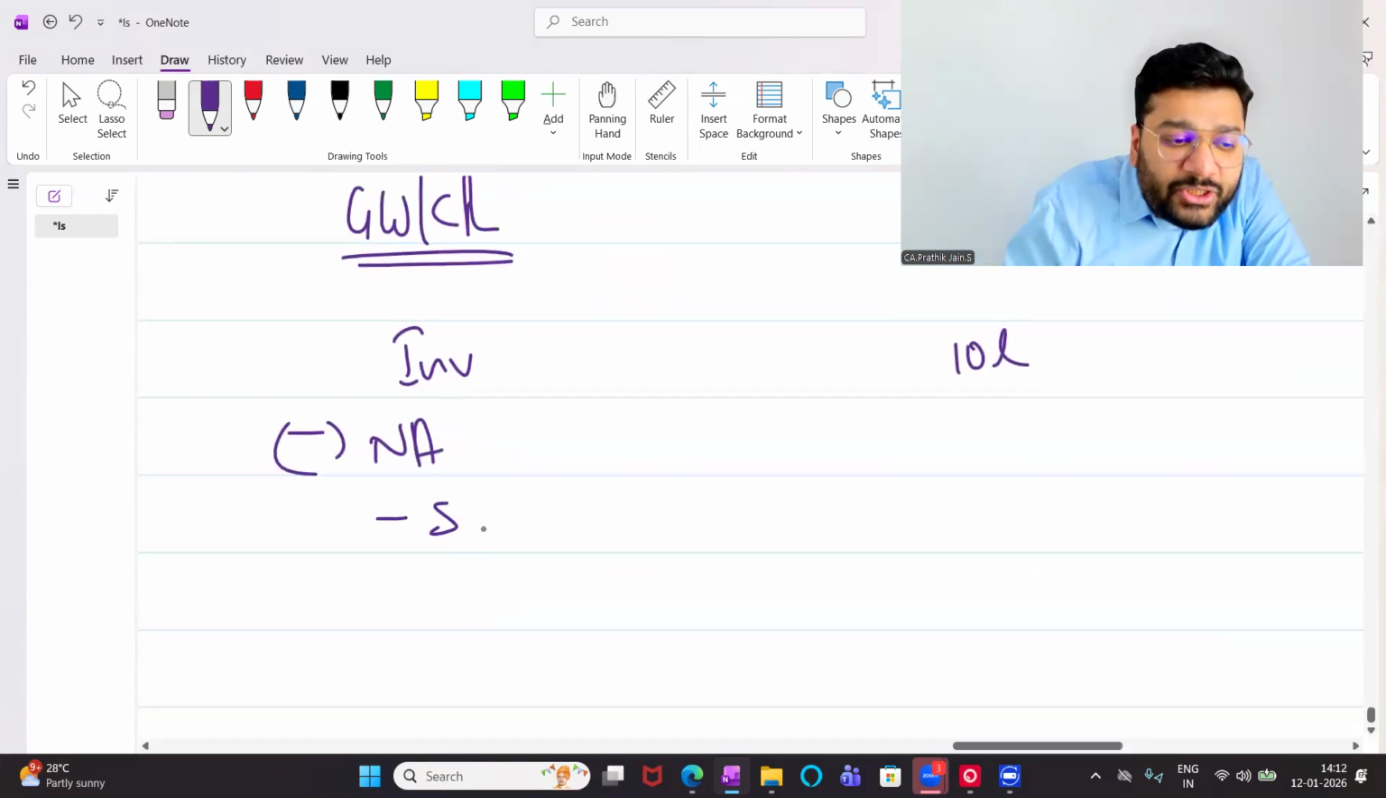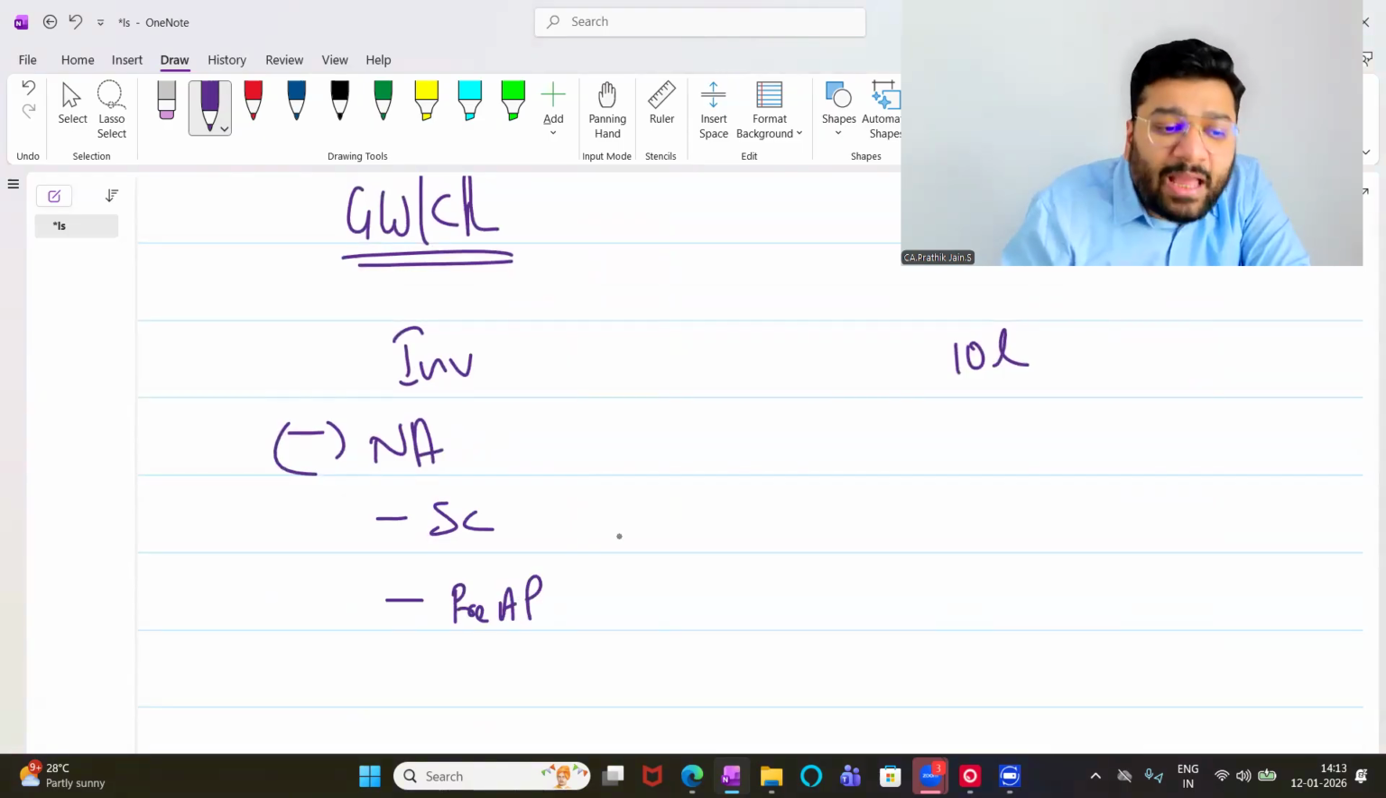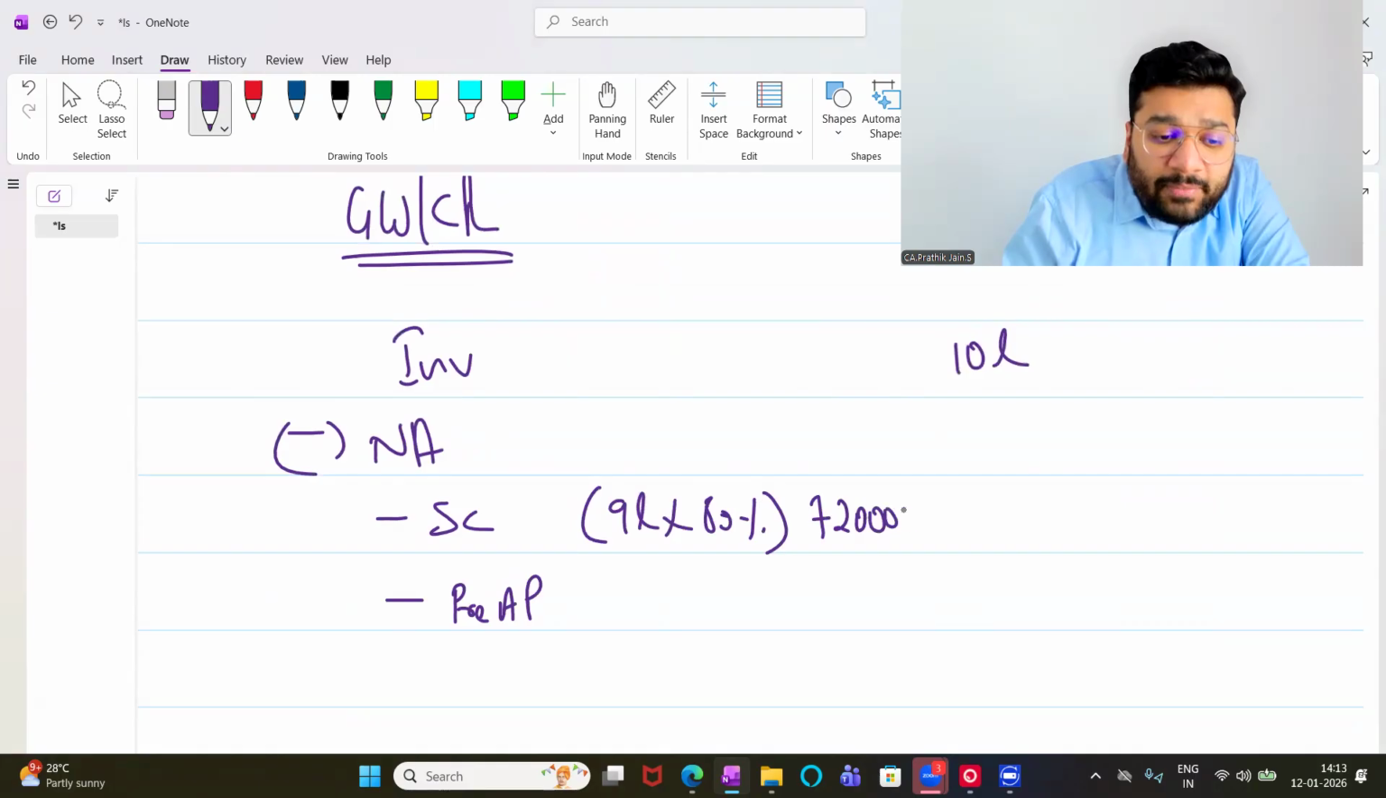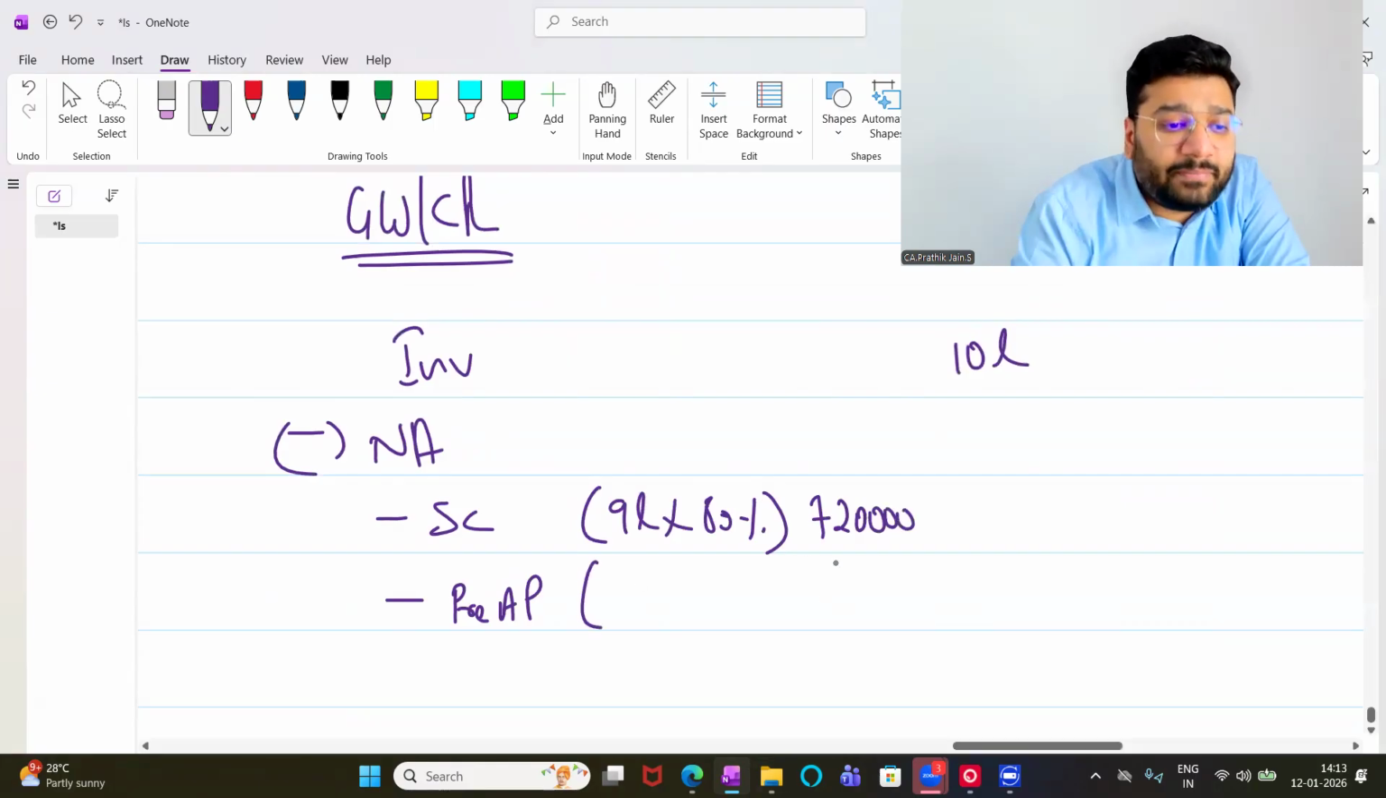I'm breaking this in two parts, share capital and pre-acquisition profit. What is share capital? 9 lakh into 80%. How much is it? 7 lakh 20,000.